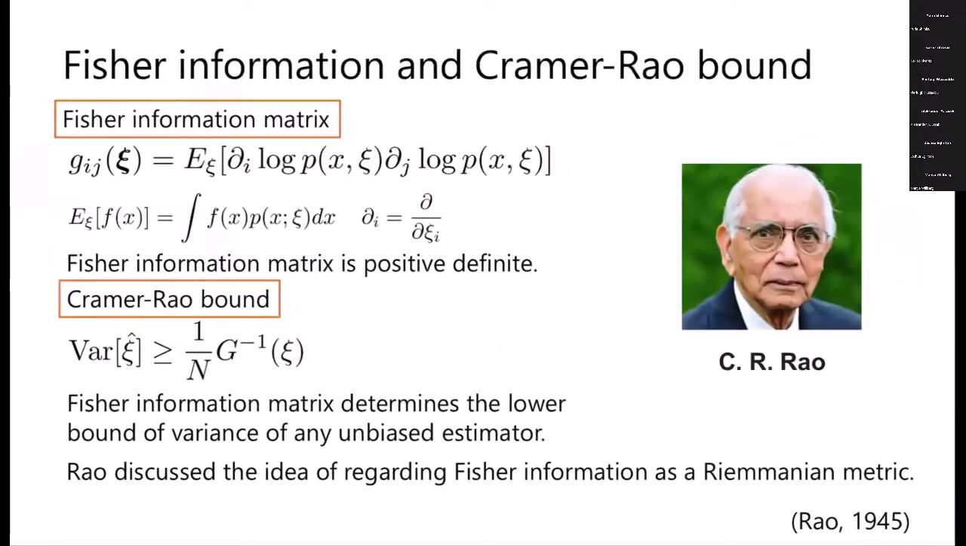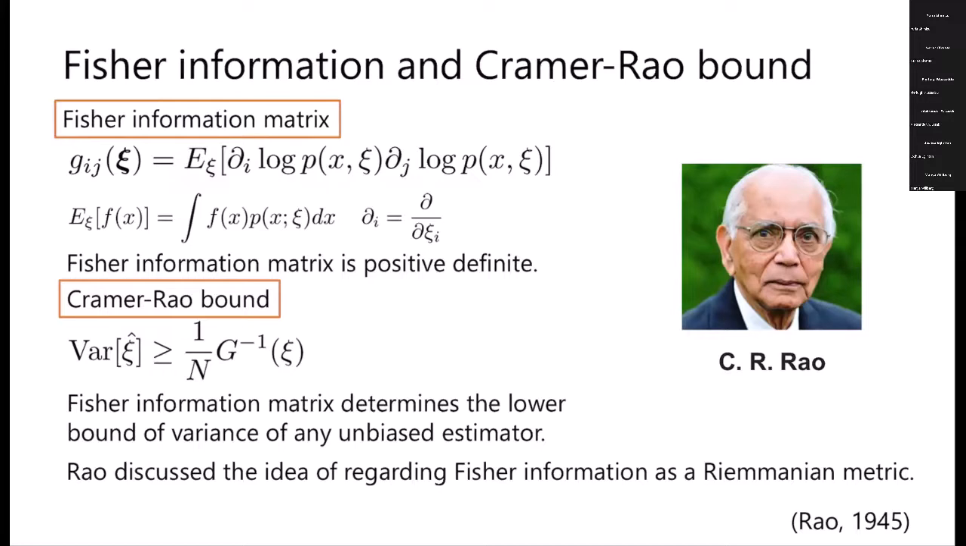So the natural candidate of the distance measure is Fisher information. And this Fisher information is characterized by the Cramer-Rao bound. The definition of the Fisher information matrix is given by the derivative of log p, I mean the derivative with respect to the parameters of probability distributions, and this is the expectation with respect to p. And the Fisher information matrix is positive definite.